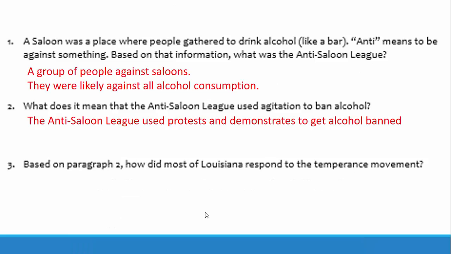Number 3, based on paragraph 2, how did most of Louisiana respond to the temperance movement? So read paragraph 2 and answer the question.